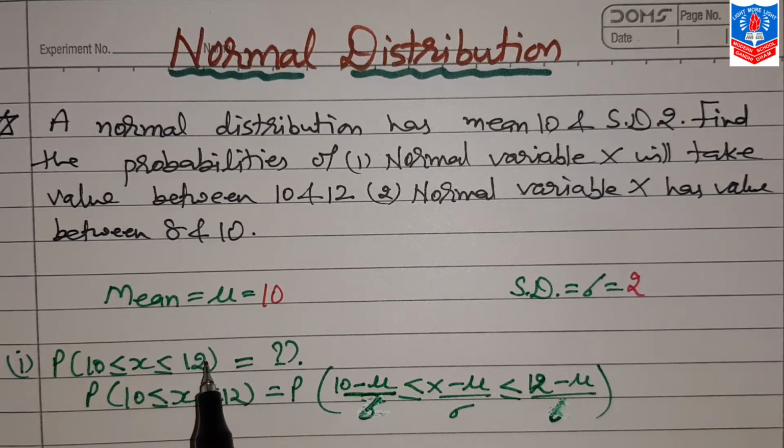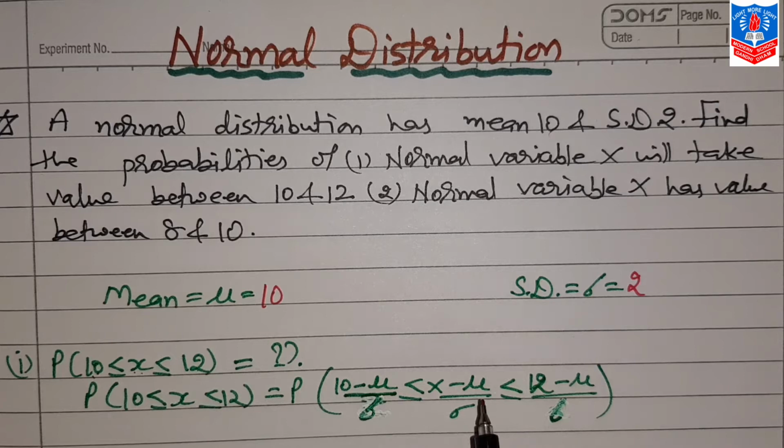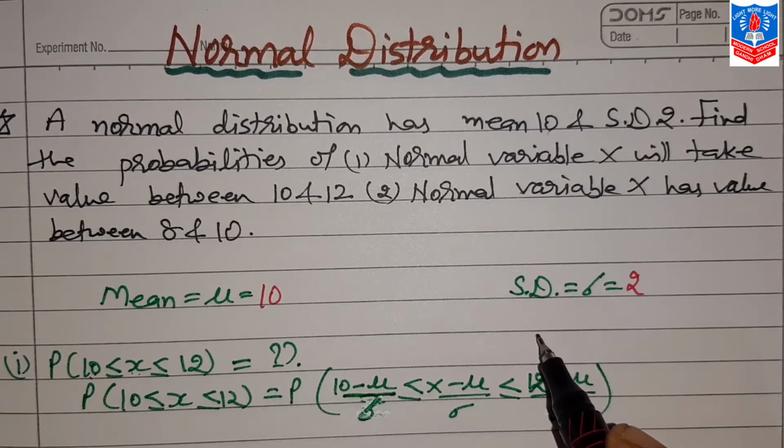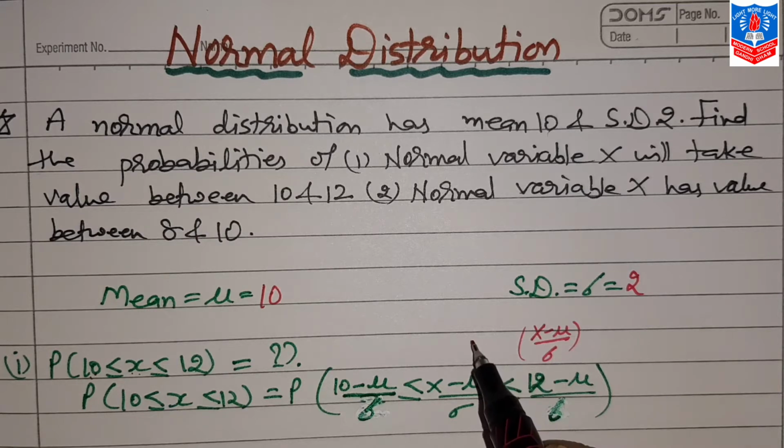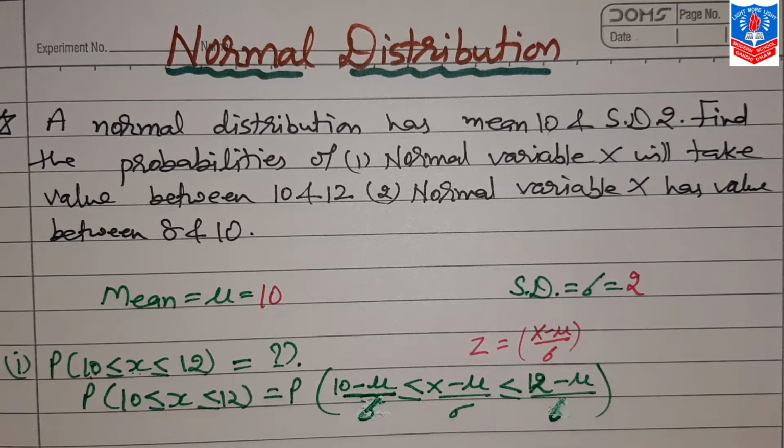Now here between 10 and 12, so the value of x is greater than or equal to 10 and less than or equal to 12. This we are supposed to find. For that, if you remember, in the first session we discussed one formula, x minus mu upon sigma, which is the value of z.